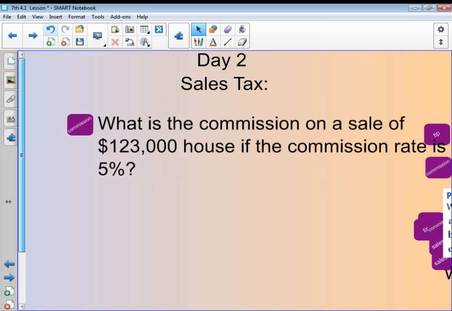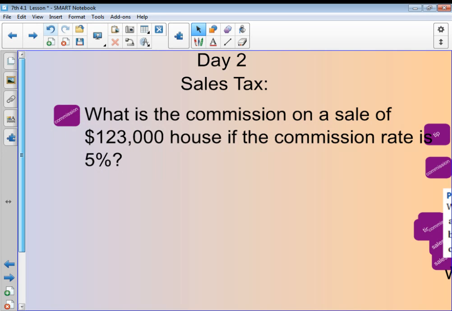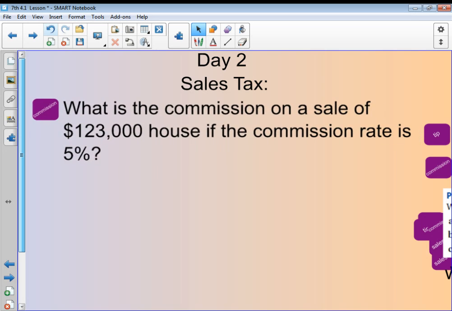for selling that vehicle. So here's the situation on the sale of a house. And I will tell you in Emmitsburg, usually they're getting paid 6, 7, or 8% commission on the sale of a house. So it says, what is the commission on a sale of a $123,000 house if the commission rate is 5%? So I want you to go ahead and pause your video and find out what 5% of $123,000 is. So find out how much this person's gonna get paid for selling that house. Find out that commission. Pause your video and work your way through this.